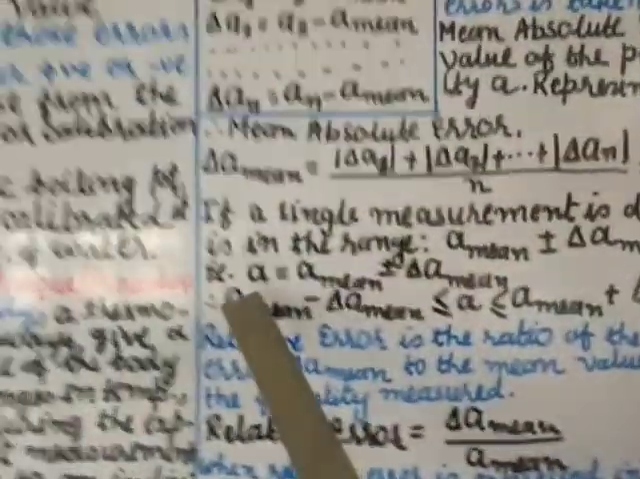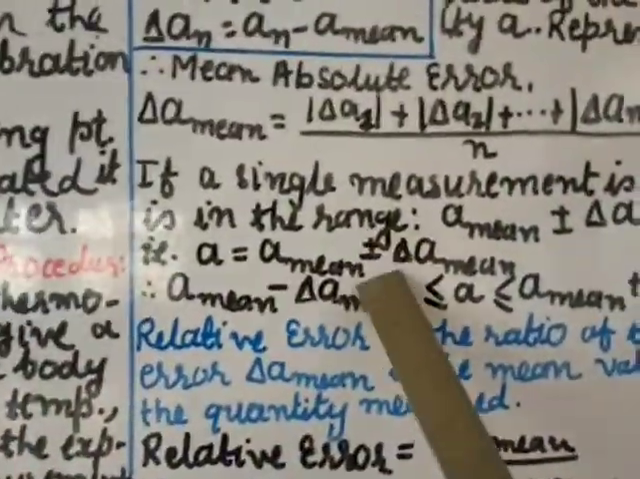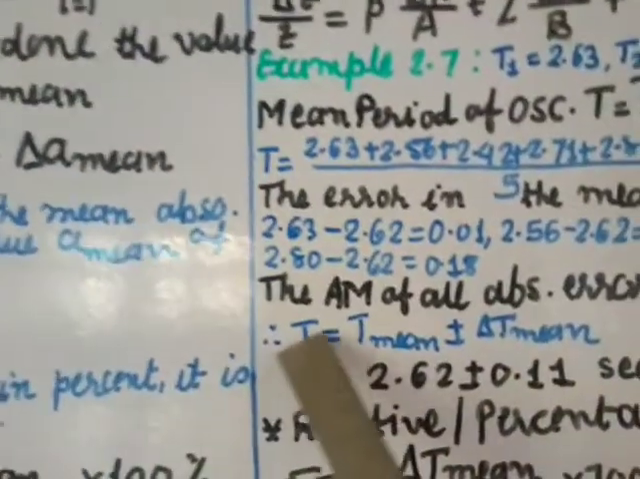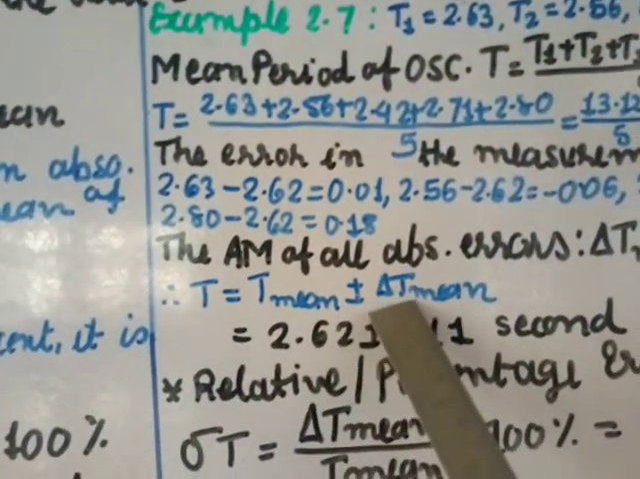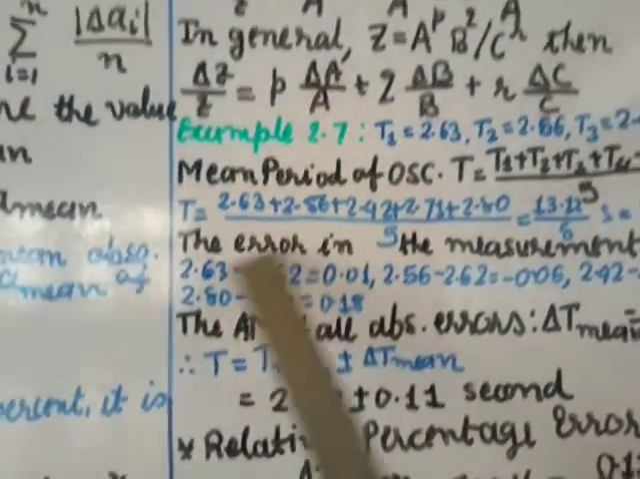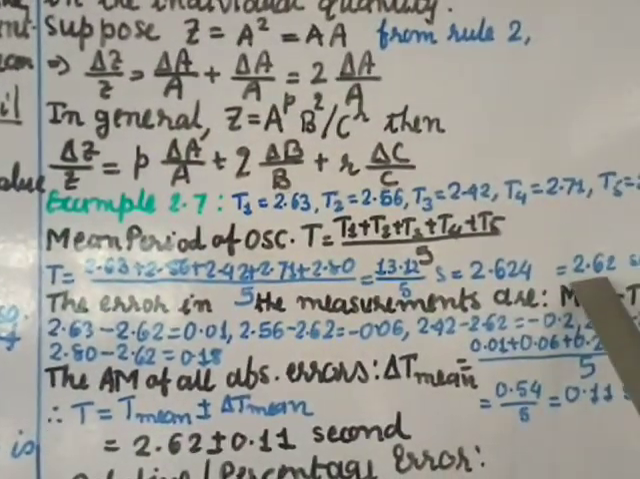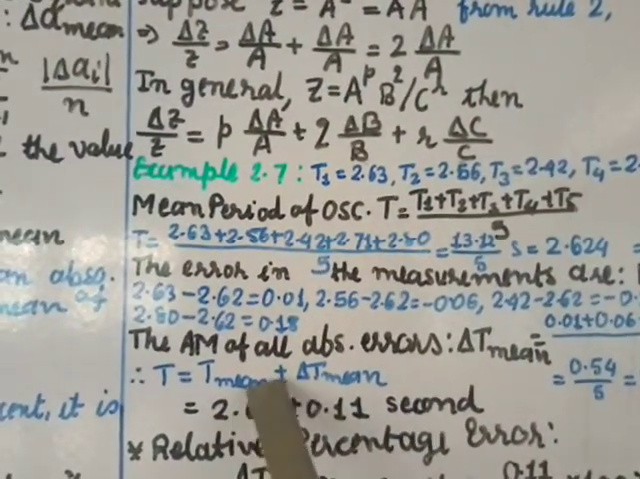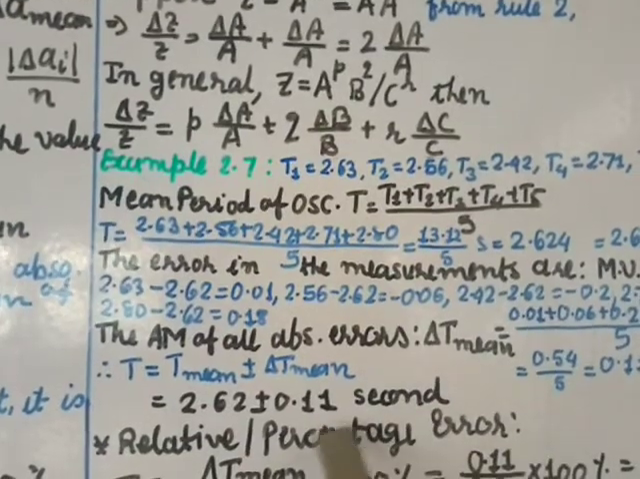Now see what you have written: A value is A mean plus or minus delta A mean. So here I can say T is equal to T mean plus or minus delta T mean. What is T mean? T mean is the first average, 2.62, plus or minus delta T mean, which is 0.11 seconds.